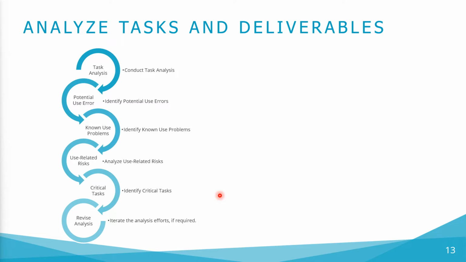Identify critical tasks. After we draft our use related risk table, we can use it to identify critical tasks. Critical tasks are tasks that, if performed incorrectly or not performed, can lead to serious harm. As such, critical tasks are generally those tasks associated with serious or higher severity ratings.